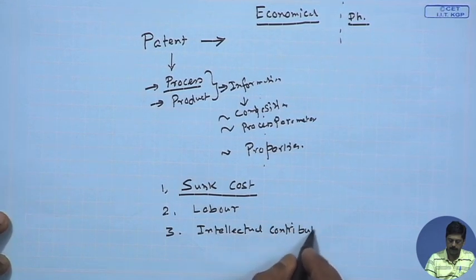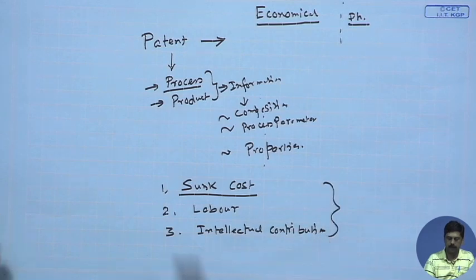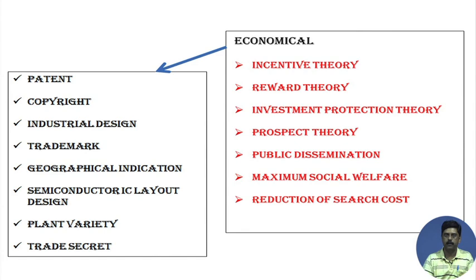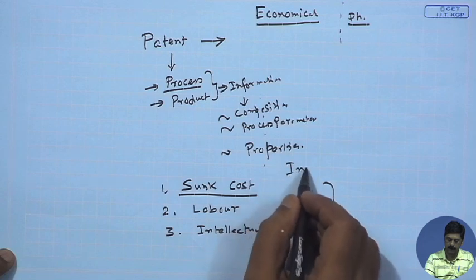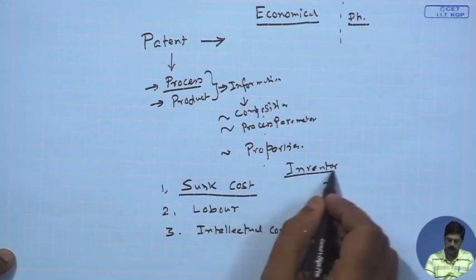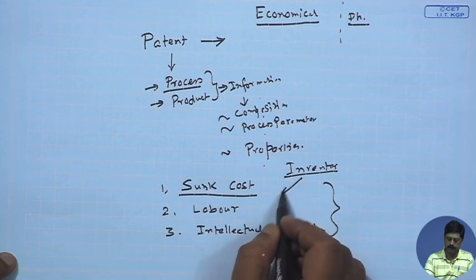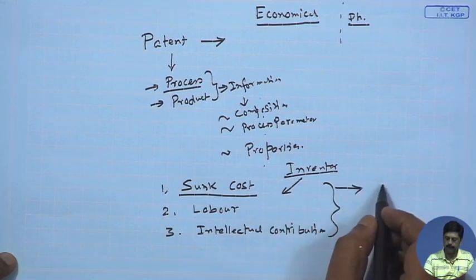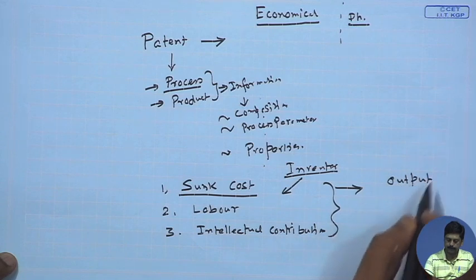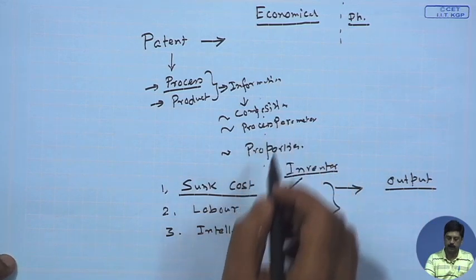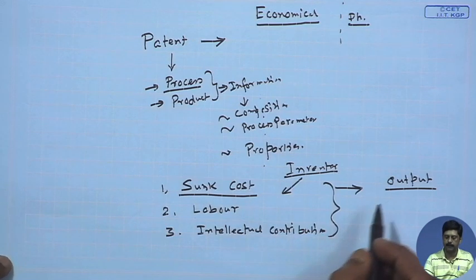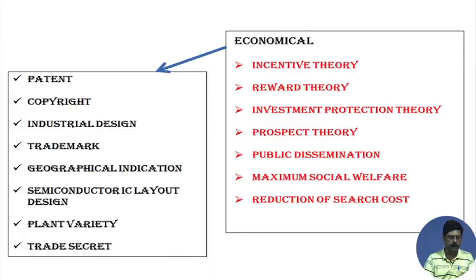Contribution of the inventors. Okay. So now, all those three components, we can say this is the situation for the inventor side. If I consider the input side, what are the inputs the inventor is making, and that output will be a benefit for the society. The output means the product or composition or process, whatever he is creating, that will be a benefit for the society. So now economics has to decide what theory will justify that.